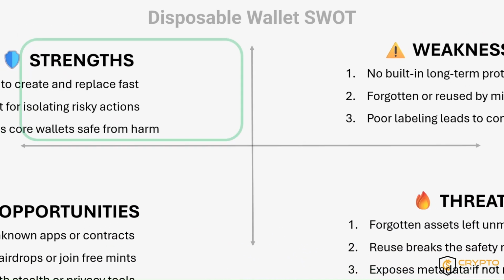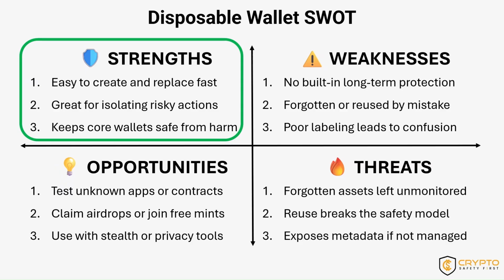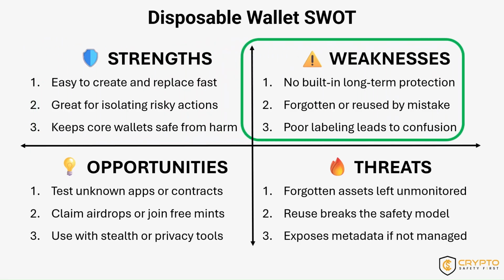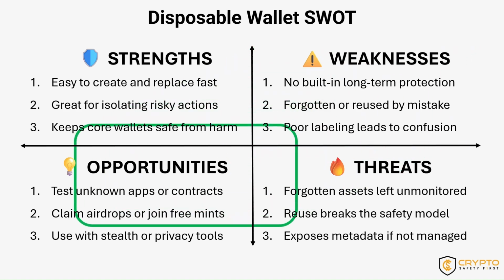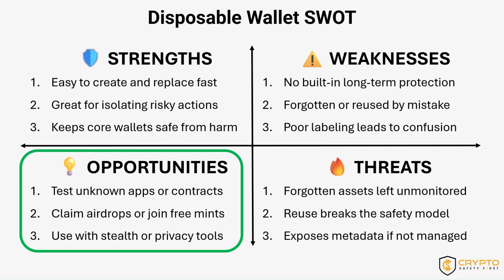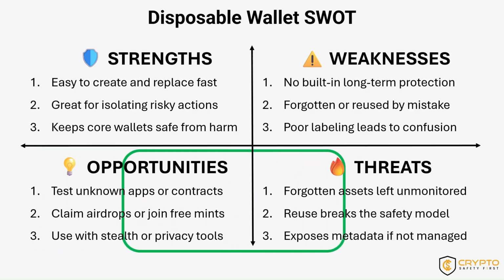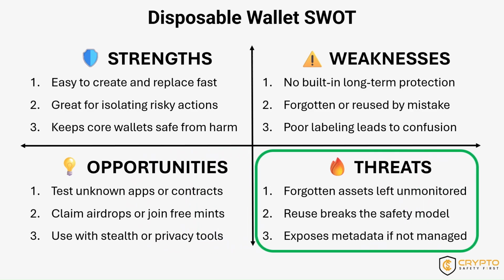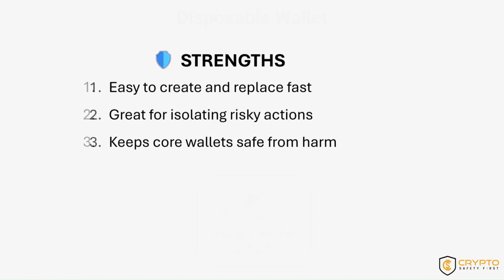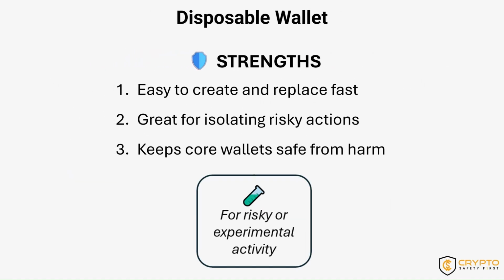Before we dive in, here's a quick snapshot. A disposable wallet's strengths are isolation, safety through separation, and flexibility for experimentation. Its weaknesses lie in short-term usability and lack of continuity. It's not designed for storage or long-term dApp interaction. Opportunities include testing new blockchain features, verifying smart contracts, and exploring new platforms without financial risk. Threats include user negligence, fake token approvals, and unsafe wallet recycling. Let's unpack these next. Let's begin with strengths.